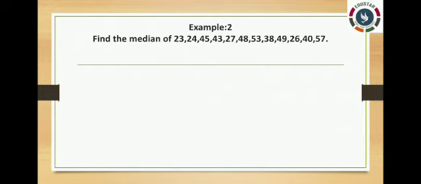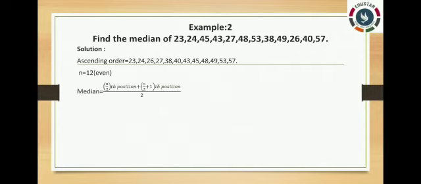Find the median of 23, 24, 45, 43, 27, 48, 53, 38, 49, 26, 40, 57. Step 1. Arrange the data in ascending order. After that, count how many data. Number of the data is 12. 12 is an even number. Now we use the even formula.